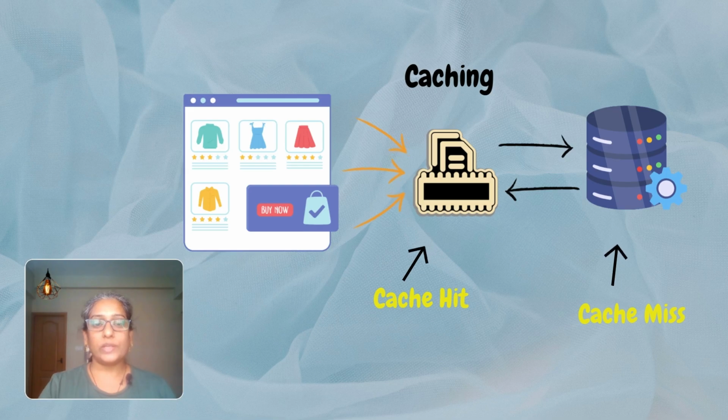But how does the desired data get loaded to the cache? And how do we ensure synchronization between the cache and the database? There are several caching strategies that help us keep the data in sync. Let's explore them. Caching strategies are the approaches to manage how data is stored and retrieved in a cache. Let's understand a few commonly used caching strategies.